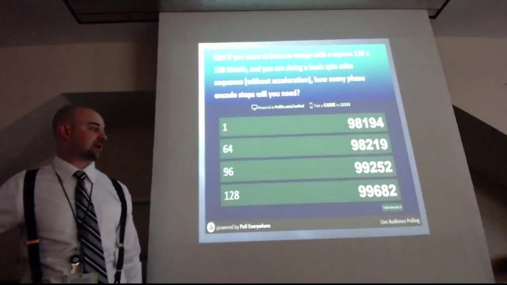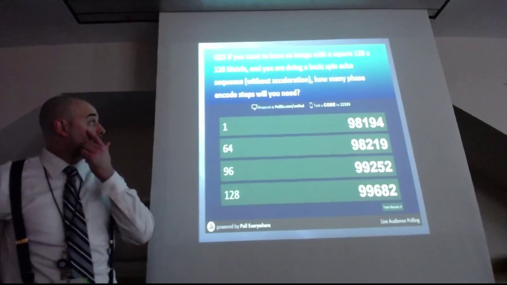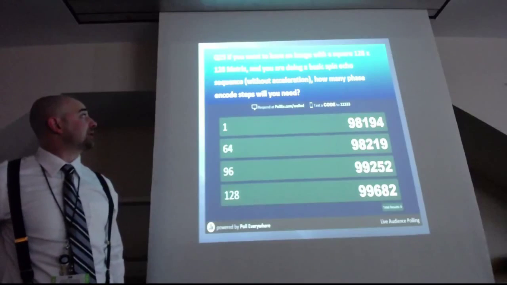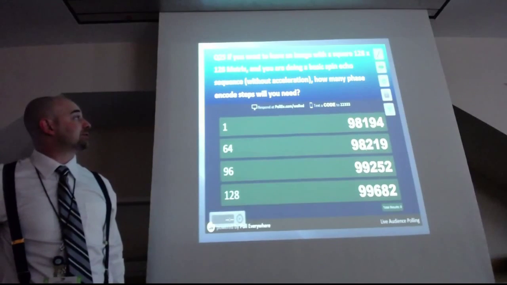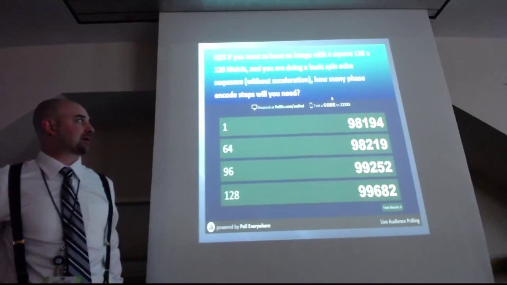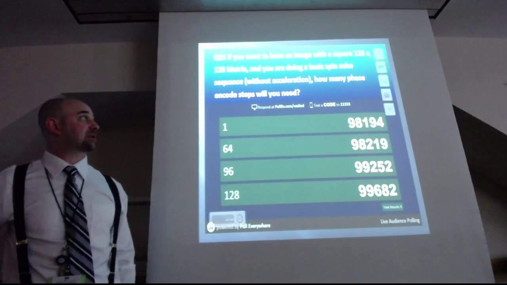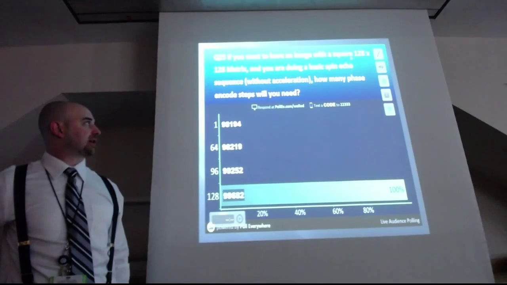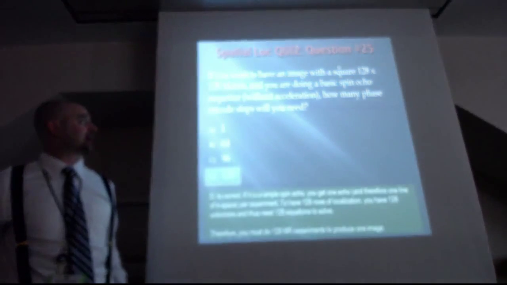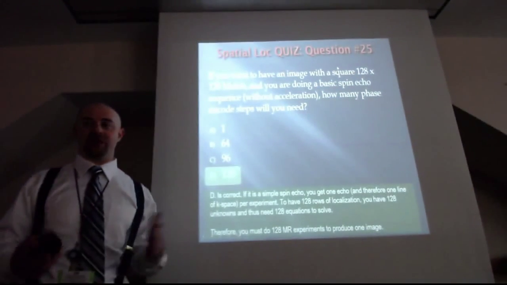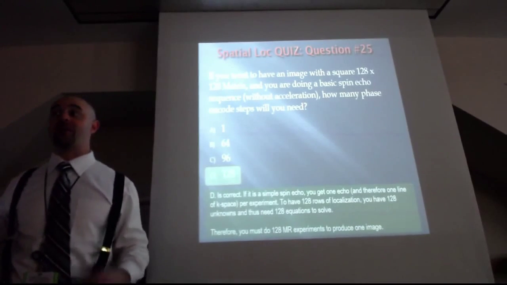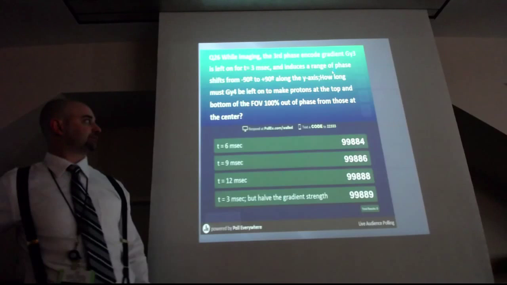Okay. Any questions on that? All right, let's do some questions. If you want to have an image with a square 128 by 128 matrix, and you're doing a basic spin echo sequence without acceleration, how many phase encode steps will you need? Excellent, 128. Everyone got that one correct, right? So you have to repeat the MR experiment 128 times. You get one echo per phase encoding step in a regular spin echo sequence.